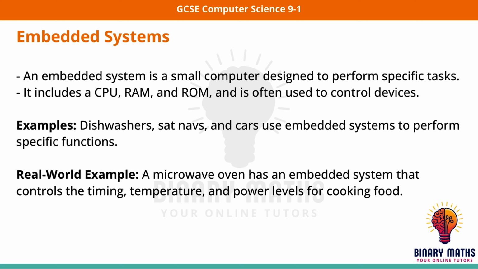Now let's move on to embedded systems. An embedded system is a small computer designed to perform specific tasks. It includes a CPU, RAM, and ROM, and is often used to control devices. For example, a microwave often has an embedded system that controls the timing, temperature, and power levels for cooking food. Without embedded systems, many of the devices we use every day wouldn't work.